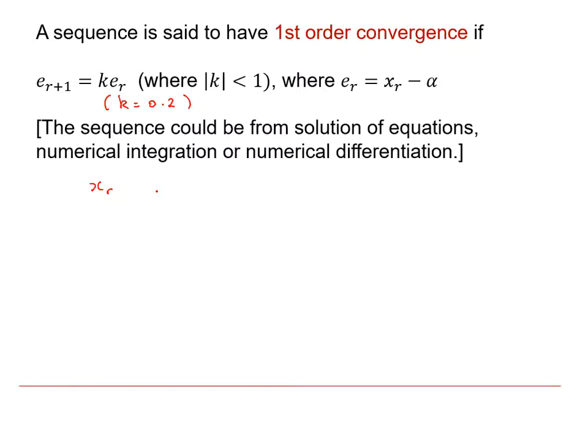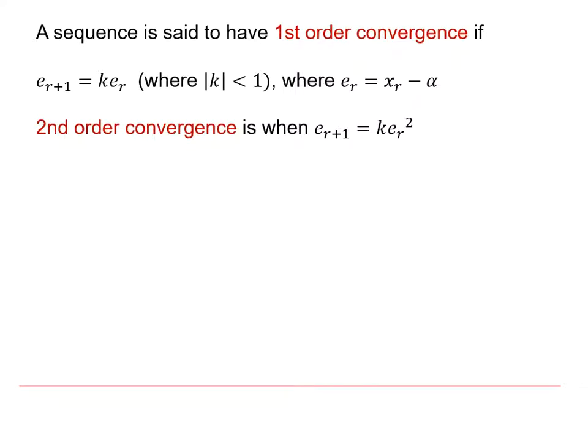So that's first order convergence, and second order convergence is a faster rate of convergence where each error term is proportional, i.e. multiplying by a factor, a number less than 1, of e_r squared, i.e. the previous error term squared. So the error term is normally a very small number, so that makes the convergence much more rapid.